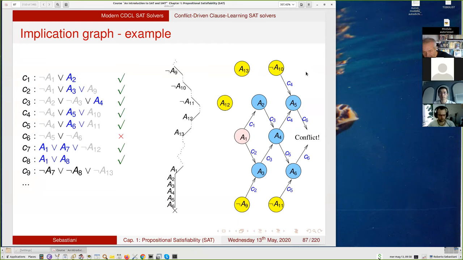But every cut, if you check every cut, if you get all the nodes coming from the incoming guards to the cut, for instance, consider this cut here. You have not A10, A2, A3, not A11. Well, if you consider this, this is a better one. You have not A10, A4, not A11. Then you have A5 and A6, but by unipropagation, you get false.